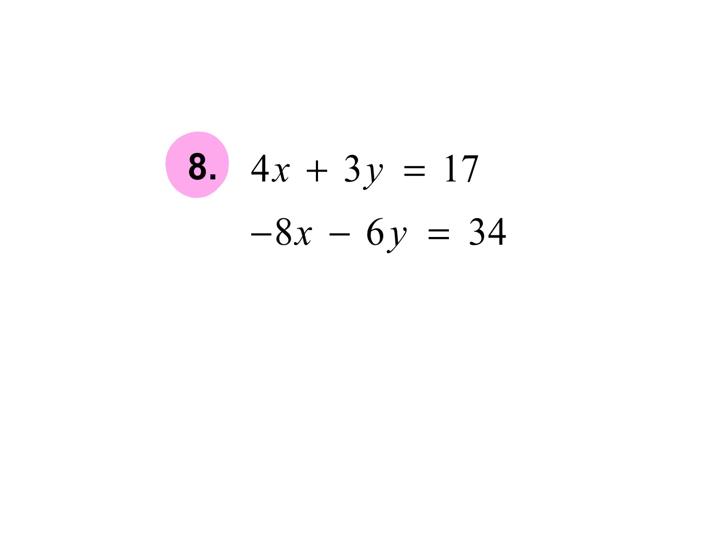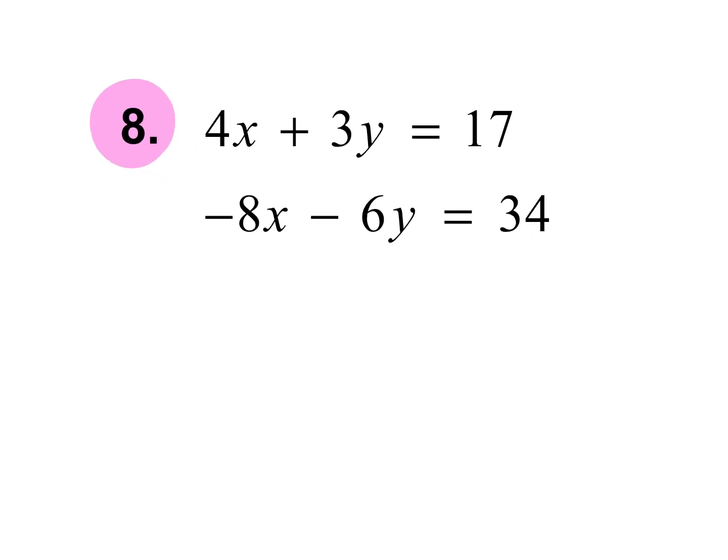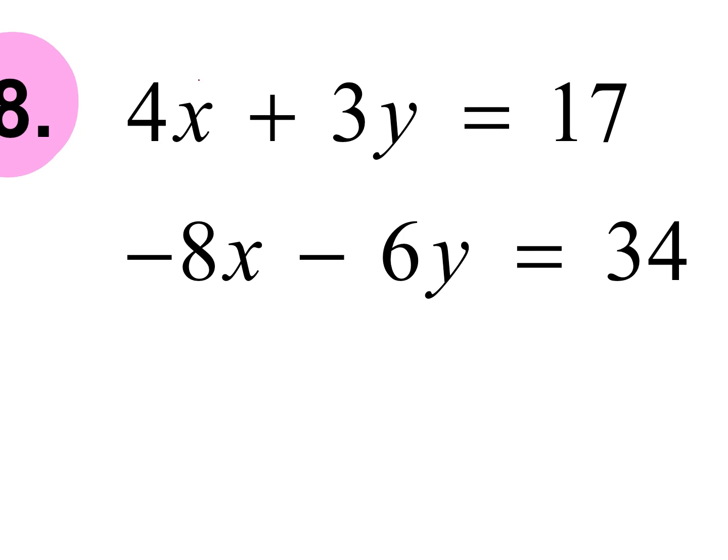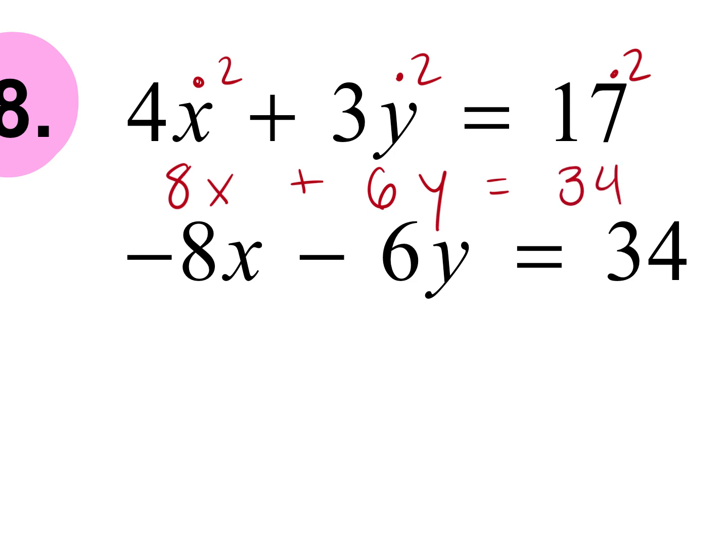So looking at number 8. Do you want to solve using substitution or elimination? Elimination. Which variable do you want to eliminate? Sure, let's eliminate the x. So we need the same number but opposites. How can I make them the same number? Awesome, multiply the top one by 2. Because we have a negative 8x, we need a positive 8x. So 4x times 2 would be 8x. What's 3y times 2? 6y. And then 17 times 2? 34. So now let's combine our like terms.